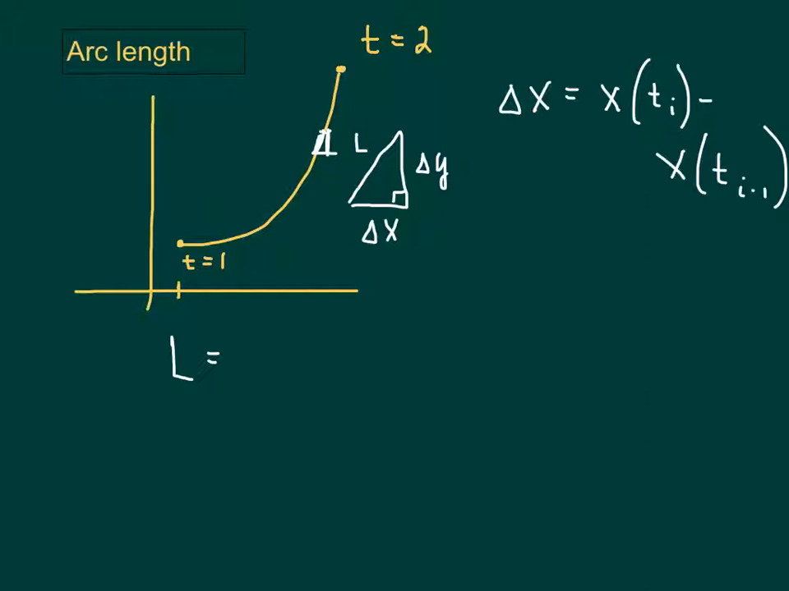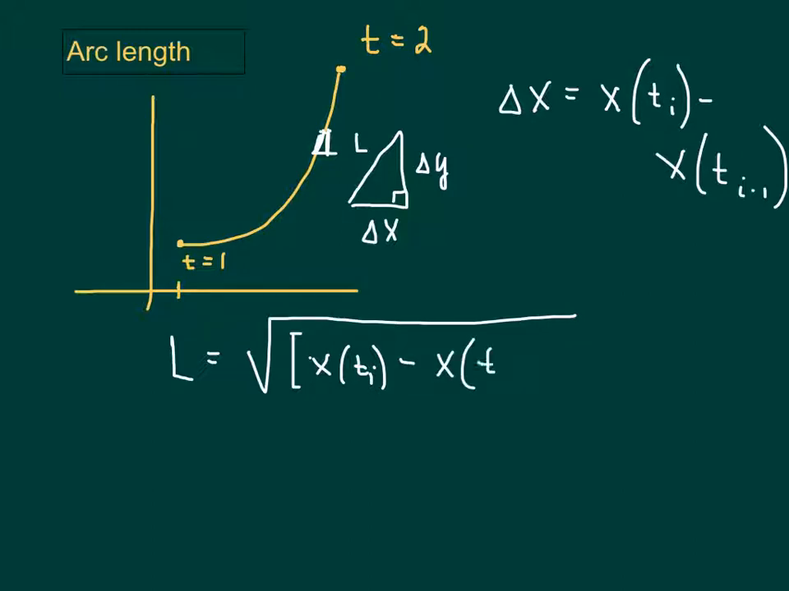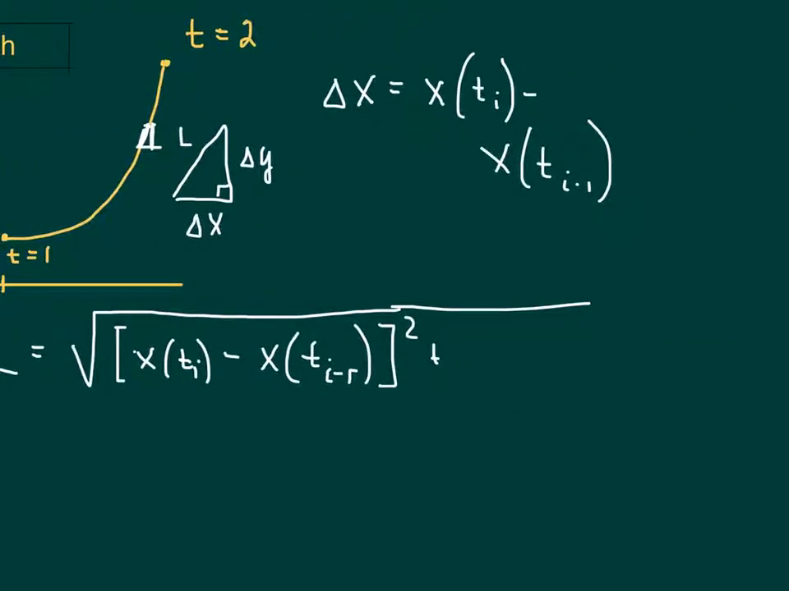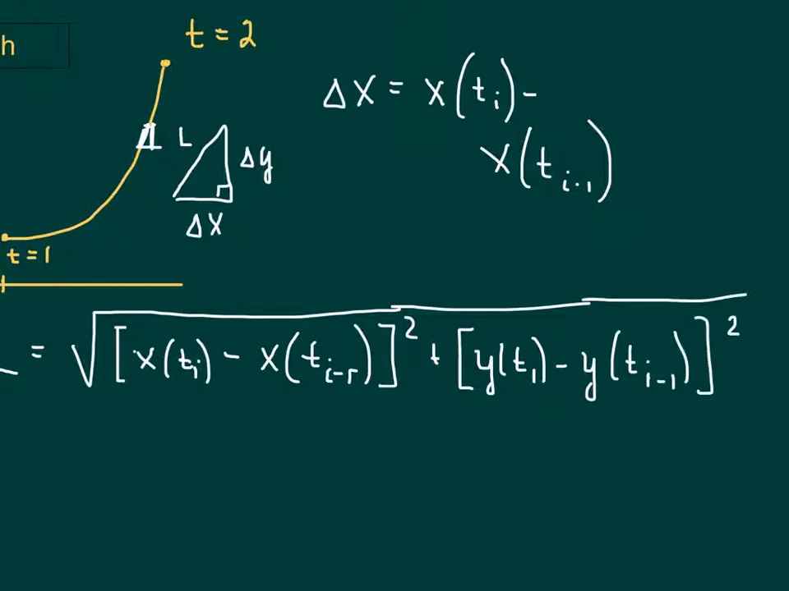And I could do the same thing with y. So then L is going to be the square root of this, kind of complicated, x of t sub i minus x of t sub i minus 1, that whole thing squared, plus the same thing with y. y of t sub i minus y of t sub i minus 1, squared. So just the Pythagorean theorem.